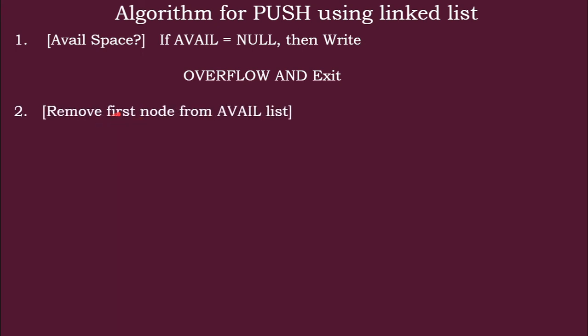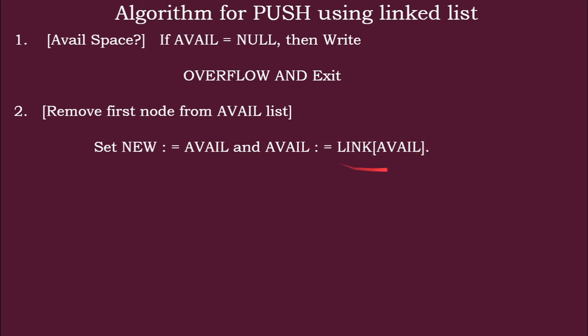Otherwise, remove the first node from the avail list. The avail list consists of a collection of free nodes, and from these free nodes, one node will be removed and attached to the stack. How is it attached? Set new is equal to avail, and avail is equal to link of avail. We know that link is a pointer that connects two different nodes.